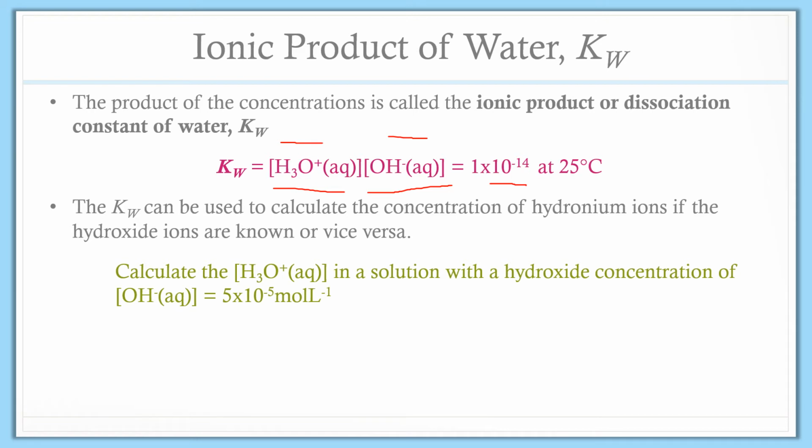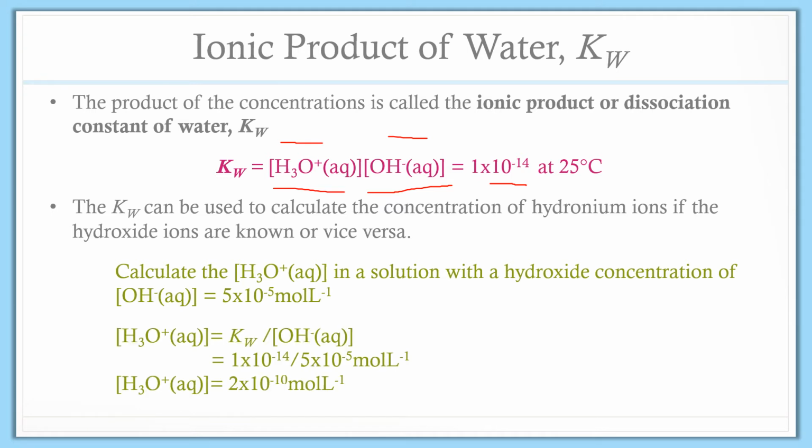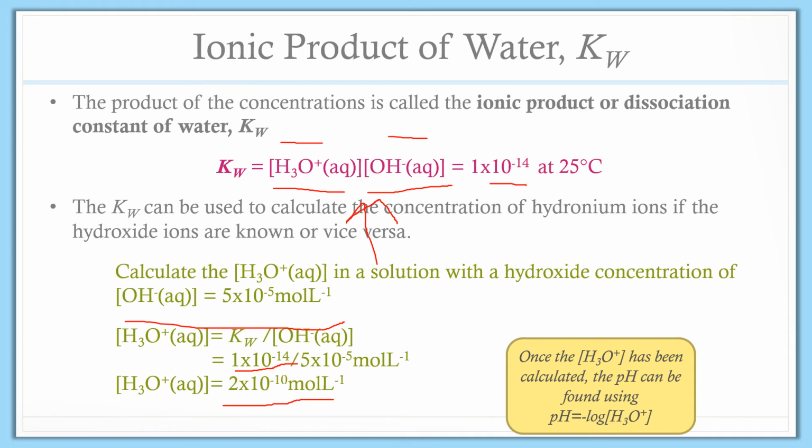So if we calculate the hydronium concentration in a solution with a hydroxide concentration of 5 times 10 to the negative 5th moles per liter, we know the hydroxide is 5 times 10 to the negative 5th moles per liter. And we just plug that into this equation up here for our known Kw, which is 1 times 10 to the negative 14th, rearrange, and we can get that the concentration of hydronium is 2 times 10 to the negative 10th. Another example, once we know the concentration of hydronium, we can find the pH from that using the equation we practiced before.